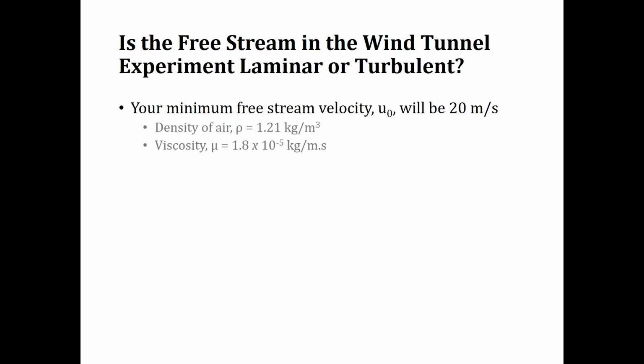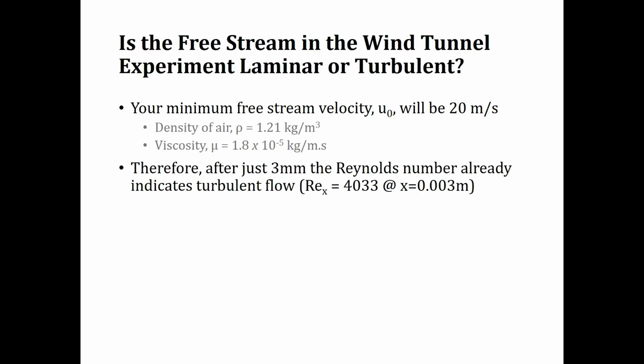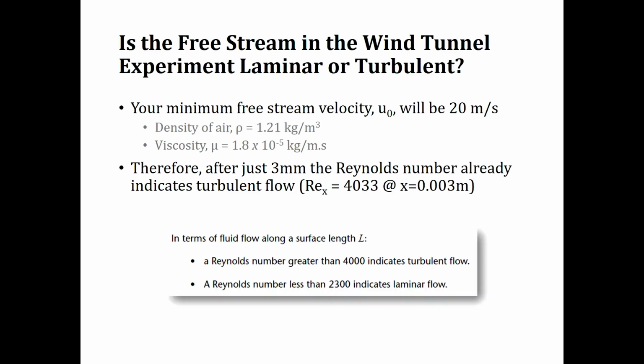So in the experiment you're going to do, the boundary layer, your minimum airspeed is going to be 20 meters a second. You're going to test again at 25 and 30. So we know the density of air, we know the viscosity of air. So if we put that into our Reynolds number equation, we can see that it only takes 3 millimeters down that test section before the Reynolds number turns turbulent, okay? After just 3 millimeters, Reynolds number is already 4,033, okay? So that flow is turbulent after a very, very short distance. On the previous slide, I showed you those values. So Reynolds number greater than 4,000 indicates turbulent flow.